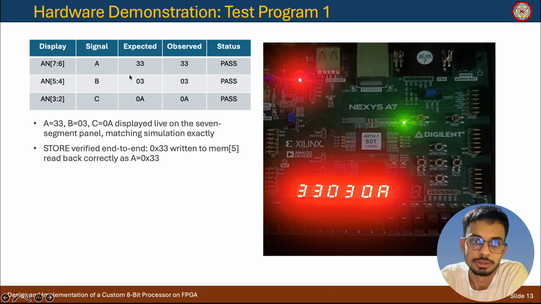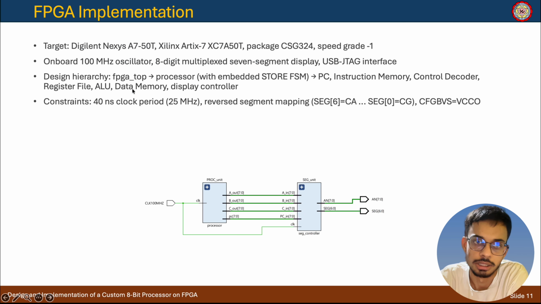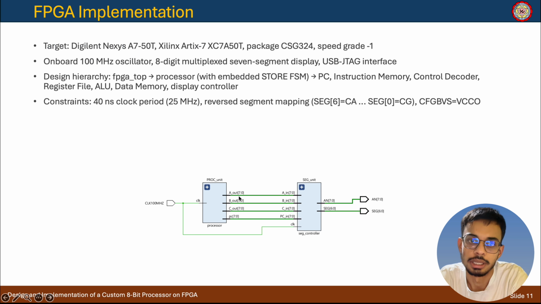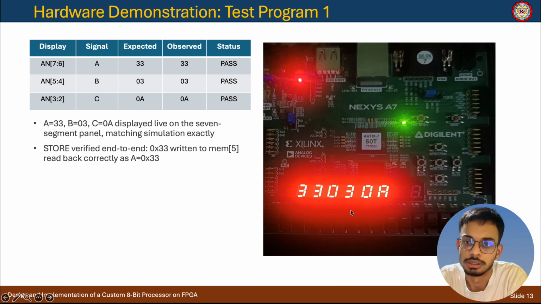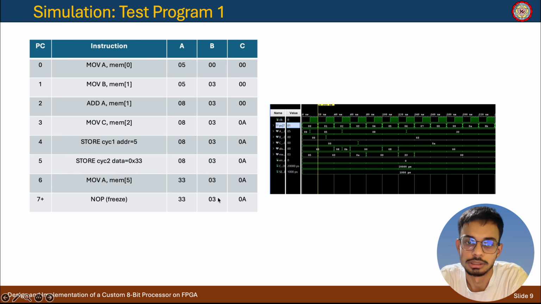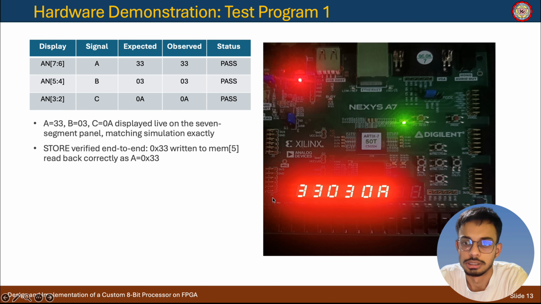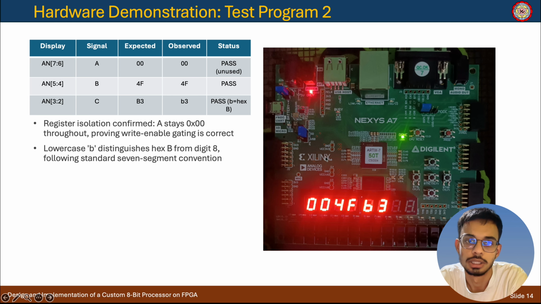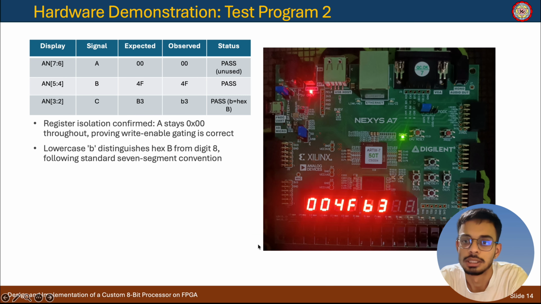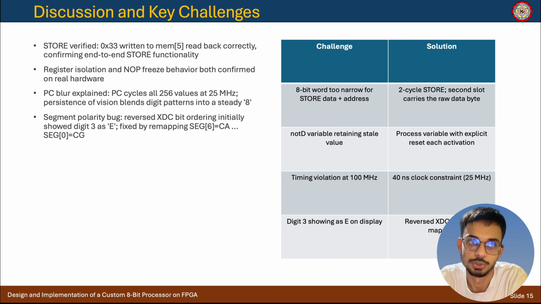In this operation we expected 33 and observed 33. Here we can see 33030A, and we got 33030A on the FPGA board as well. We can see the output, and for the other program the output 004FB3, we got 004FB3 in the hardware too.